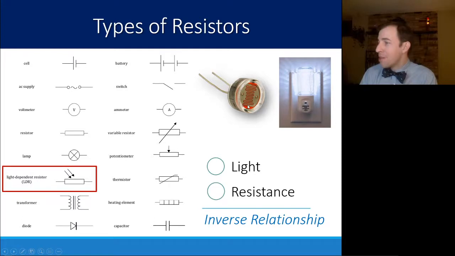Now, the relationship here between the light and the resistance is an inverse relationship. So if it's really bright outside, with bright light incident on this resistor, it ends up having a lower resistance. So it's low resistance when it's bright outside, and then vice versa. If it's dark, if it's very dim, it ends up having a high resistance. So it changes opposite to the light.